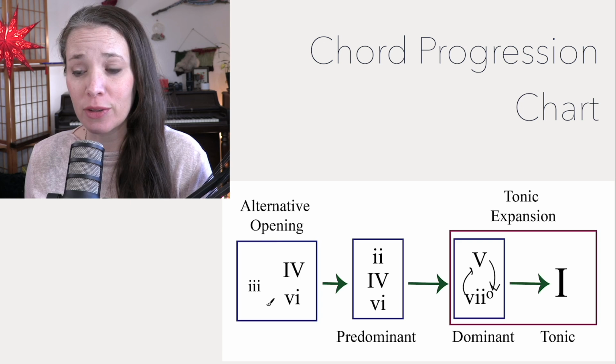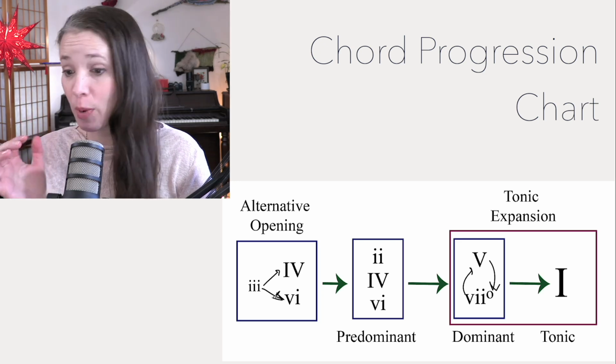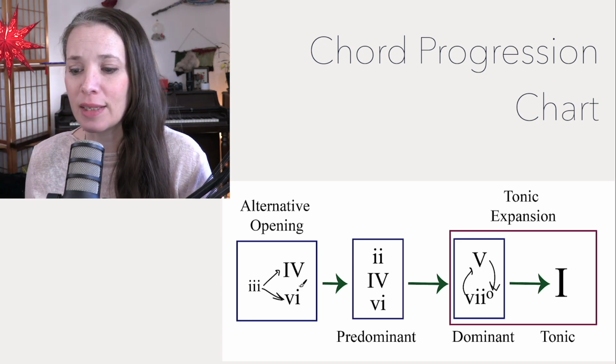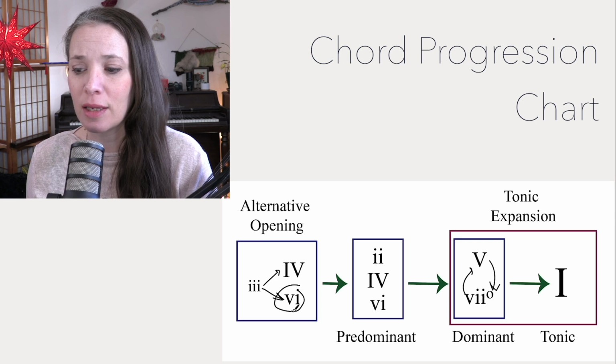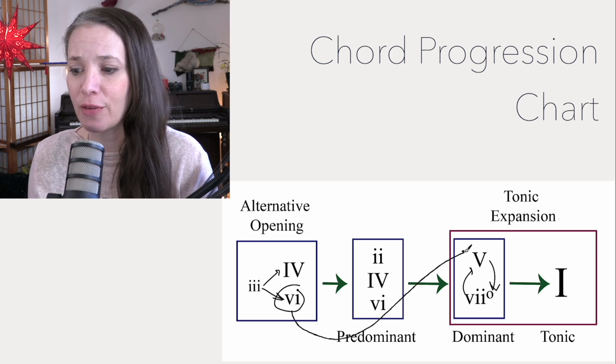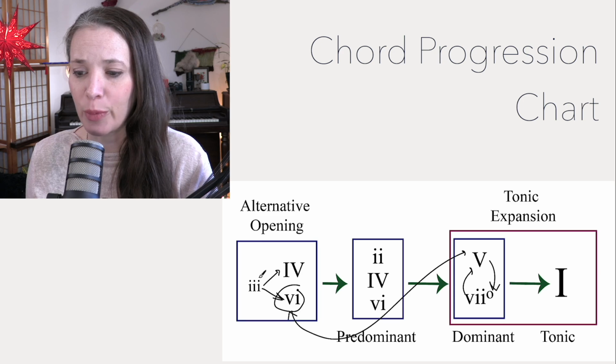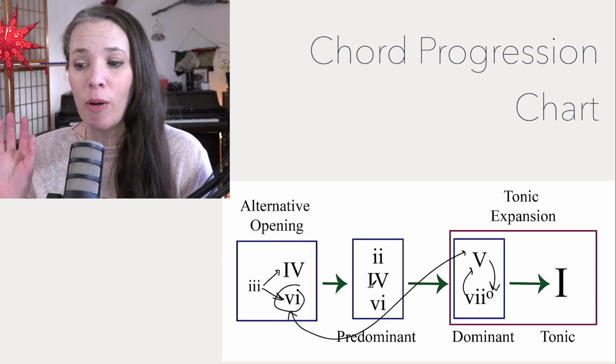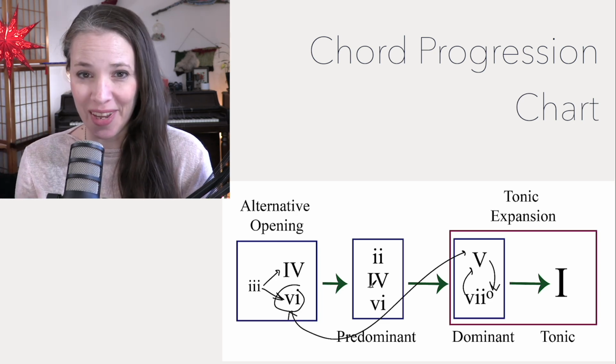And we added on the alternative opening. So the 3 can go to the 4, or the 6, and the 3 is really our most limited chord. And then again, the 6 can go to the 5, and the 5 can go to the 6. When the 4 is over here, it's alternative opening, and when the 6 is over here, it's predominant. Okay, good. Now take a deep breath.